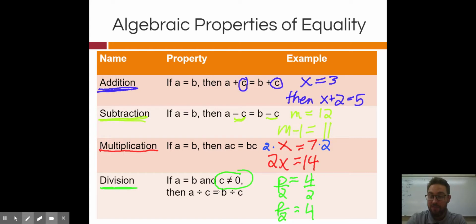This works if we have one variable. It works if we have 5. It works if we have just numbers. I mean, I think we all could agree that the number 10 equals the number 10. So if I divide both of those by 5, it better stay equal. Well, the left side, 10 divided by 5 is 2. The right side, 10 divided by 5 is 2. It stays equal.